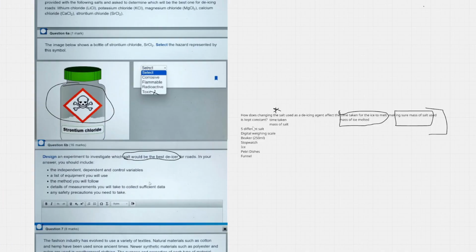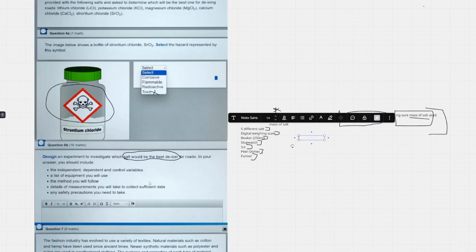A list of equipment, because IB requires 5 different sorts, because IB requires 5 data points: a digital weighing scale to measure the mass of salt and mass of ice used, a beaker in which the melting is going to happen, a stopwatch to measure the time taken, ice because we're melting that, petri dishes to measure out salt, and a funnel to dump the salt.